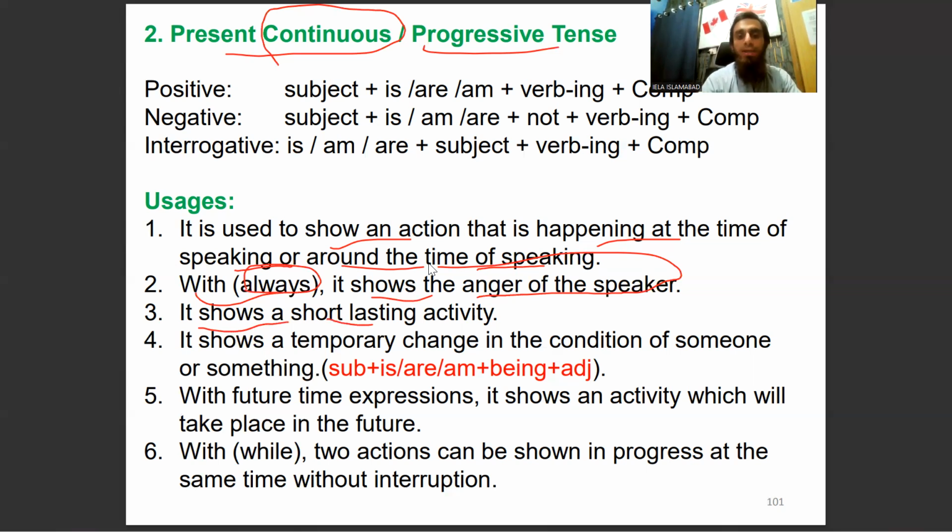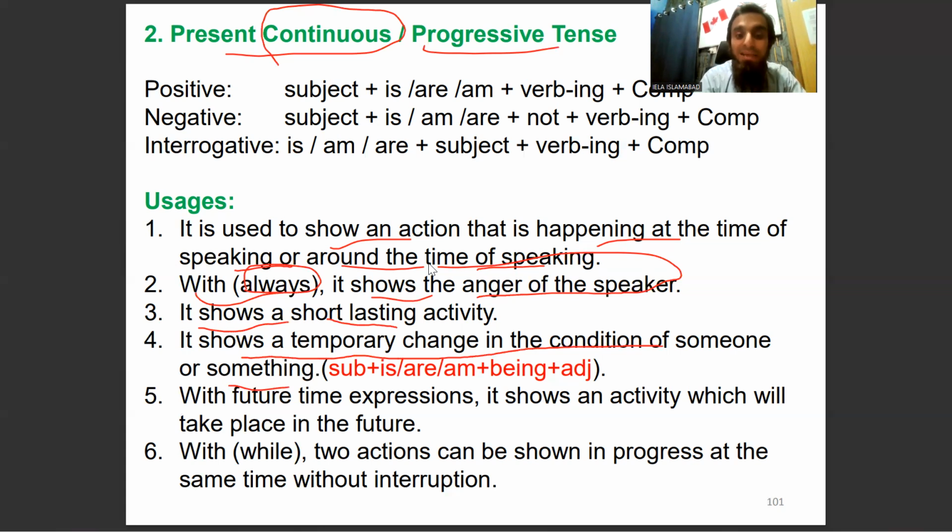It shows a short lasting activity. Short lasting activity in the sense like you might be doing something right now and later on you may complete it. So it shows only for the activity that you are doing right now, but you will complete it very soon. Next, it shows a temporary change in the condition of someone or something.